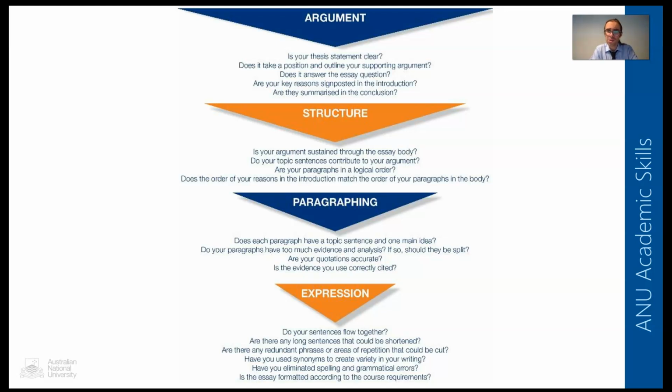And we've put these items in this order because we believe that this is the order of importance. You could have a really well-written, elegantly phrased essay, but if there are issues with your argument or your structure, then they will be much greater weaknesses. So it is good to address these things in this order.